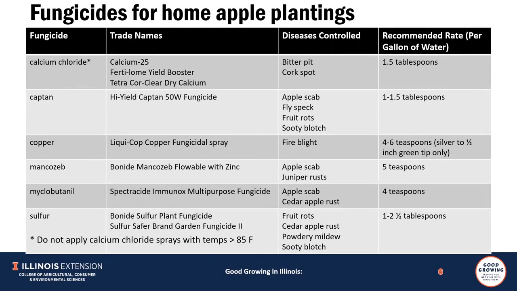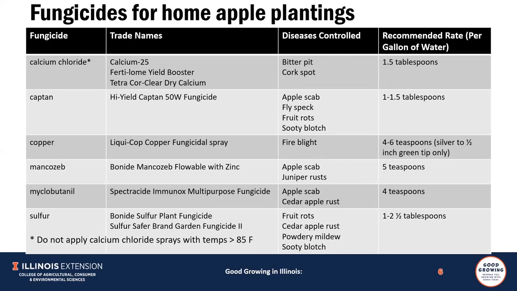Here is a table for some fungicides that we find commonly for home apple plantings. We have calcium chloride, captan, copper, mancozeb, myclobutanil, and sulfur. And so some of these fungicides you may have heard before. A lot of our fungicides for the homeowner are contact fungicides. So they provide a layer of protection. They can also be easily washed off. So after about 2 inches of rain, they can wash off and they have to be reapplied.